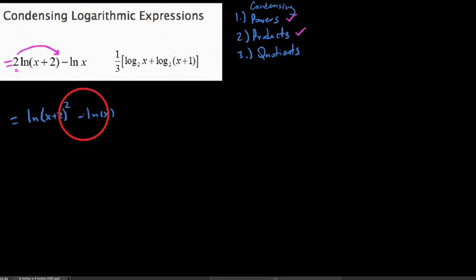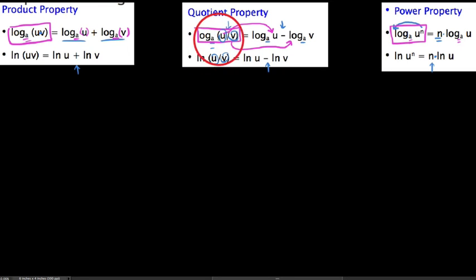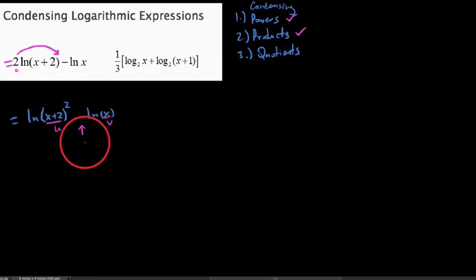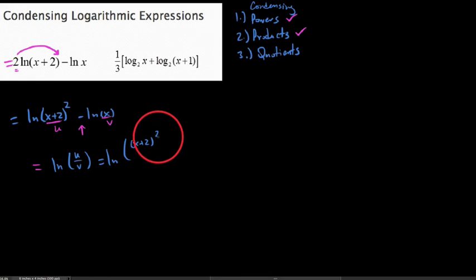I'm going to say now, quotients. Well, definitely there's a difference here. So we're going to look at this as being our u part, and this as being our v part, when it comes to our property that says the ln of u over v is ln of u minus ln of v. So knowing that that's u and that's v, we get the ln of u over v, which in this case is ln of x plus 2 all to the 2 power, and this is all over x here. And this would be our condensed logarithmic expression.